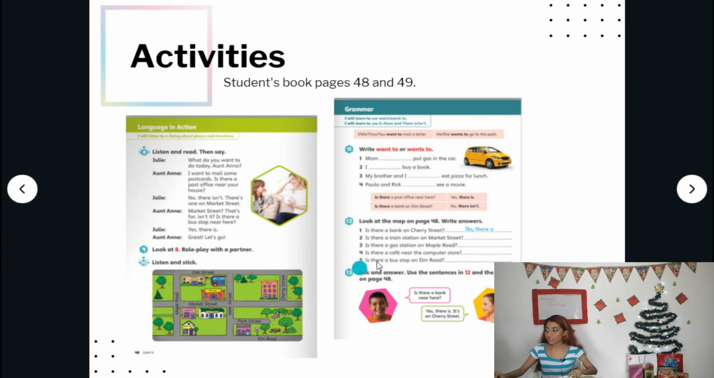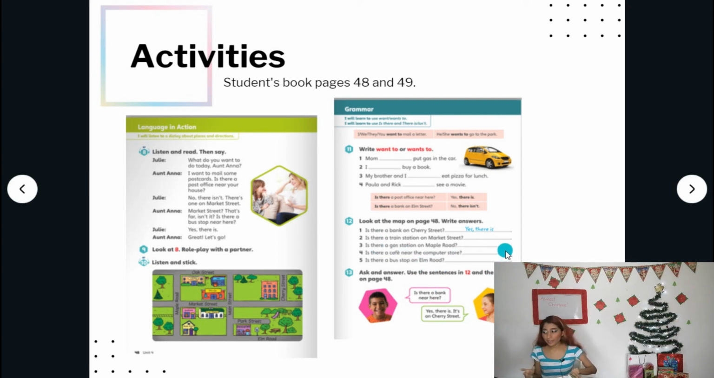Is there a train station on Market Street? Train station, we have. This is Market Street. Do we have a train station? Train station. We have, aquí tenemos las rieles del tren. So, do you think they are on Market Street? Yes or no? Yes, there is. No, there isn't. Now, is there a gas station on Maple Road?